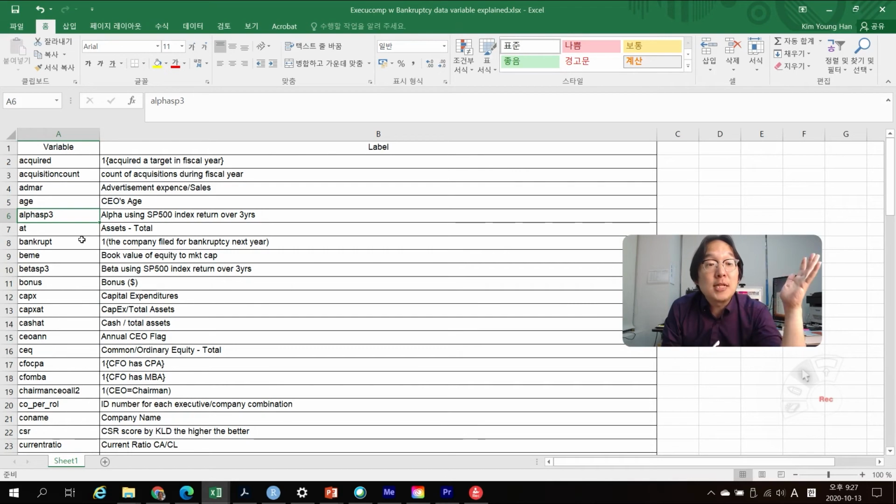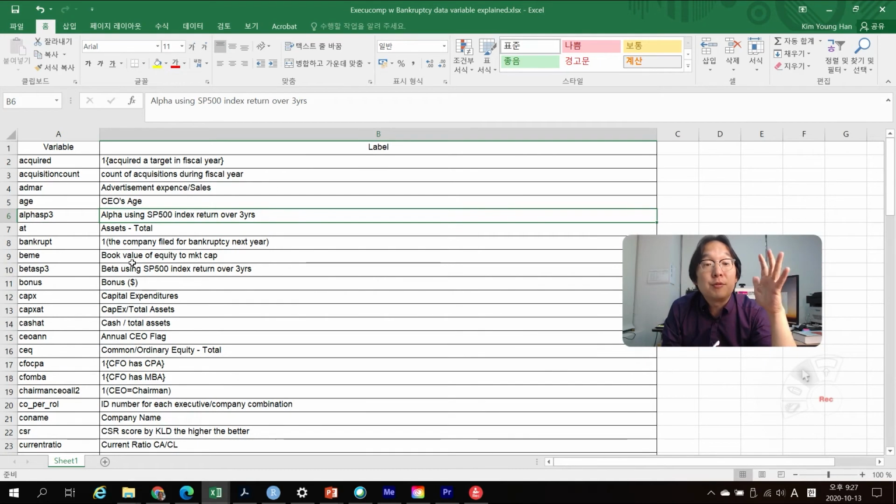And then alpha S&P 3 is like alpha, using the S&P 500 index return over 3 years. You can think about a CAPM regression kind of setting. For a specific company, I run a regression of that company's monthly return over the past trailing 3 years against the S&P 500 index return, the market. Not a CAPM regression, but the index market model, right? I don't subtract the risk-free rate. That's why I say market model. By that, I estimate the beta and alpha of that stock.